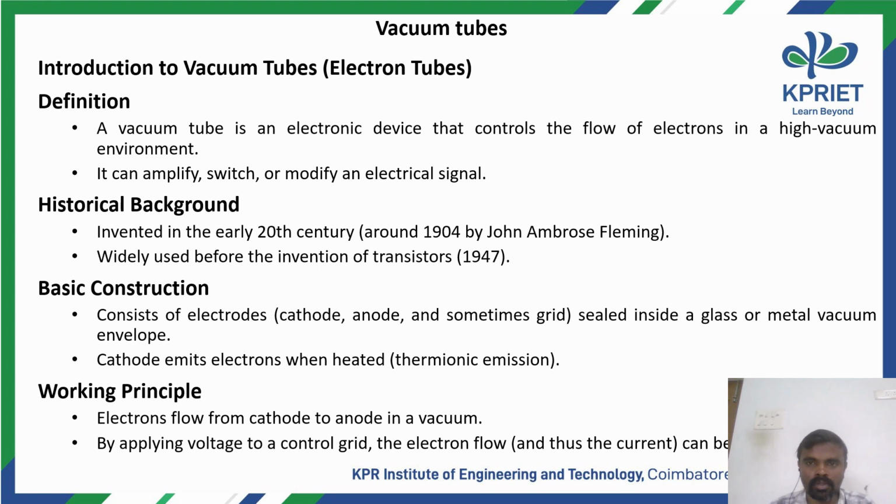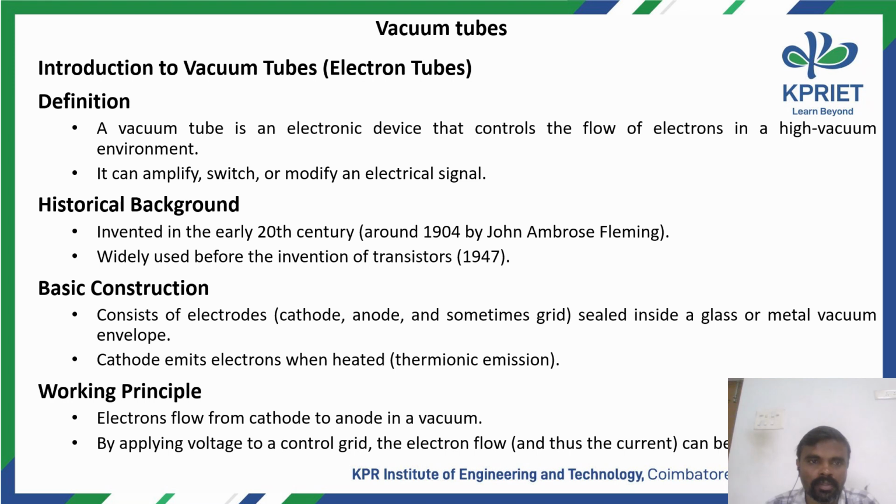If the flow is not controlled, they will be scattered, so that there is no proper flow of electrons, and we are not able to get the proper current. That is the reason why we need the vacuum environment for the flow of electrons. If the vacuum is not there, they will be easily oxidized, so they will lose their energy very quickly. That is the reason why we are keeping that flow in a vacuum environment.